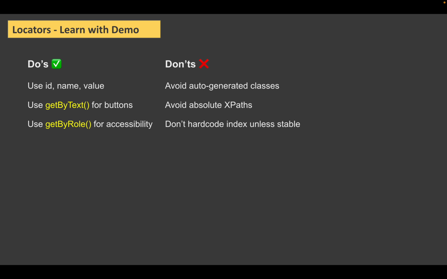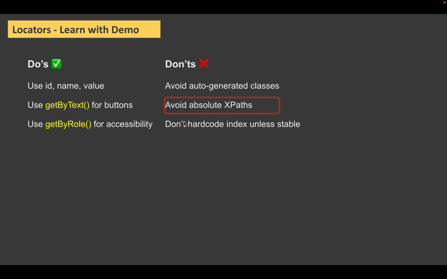If you have the id, name, value properties or attributes, you can use them. Okay, you can use get by text for buttons, you can use get by role for accessibility. So whenever you see these kinds of things, you can try these. The id, name and value are generally safe properties to use. But still, if you have access to your dev team, you can talk with them and ask what the stable locators are, and they can guide you with that. But avoid auto generated classes, because these can change and then your locators can break. Also avoid absolute XPaths, these can also break.